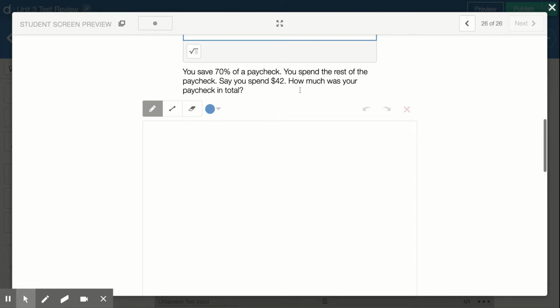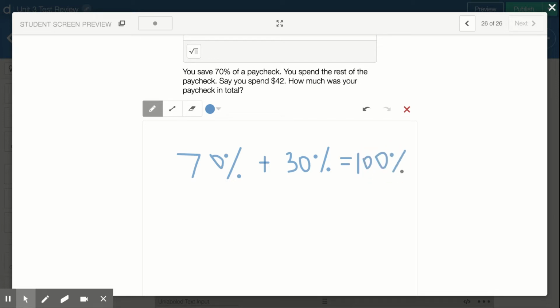For example, you save 70% of a paycheck, you spend the rest of your paycheck. So say you spend $42. How much was your paycheck in total? It just requires a little bit of brainstorming. If you spend the rest of your paycheck and you started out with 70% saved, you know that the rest of your paycheck has to be 30%, right? Because your total paycheck is going to be 100%. 30 plus 70 equals 100%, which means that the $42 that you spent is this 30% right here.